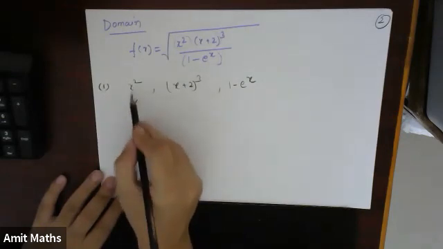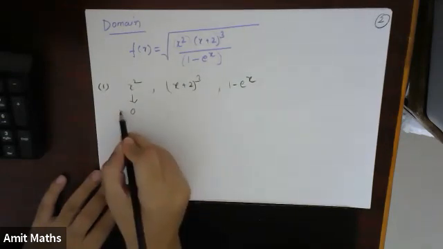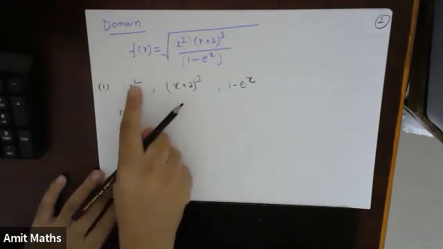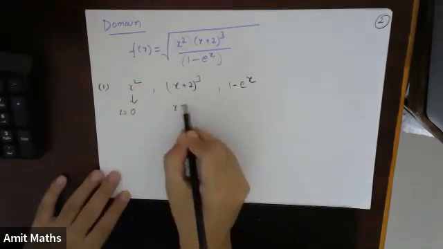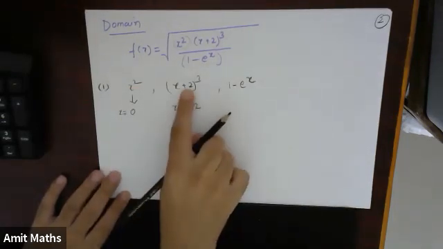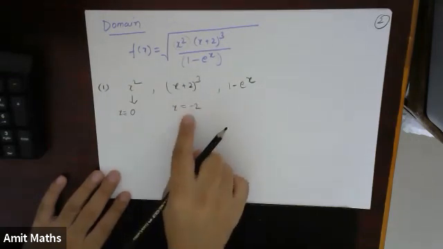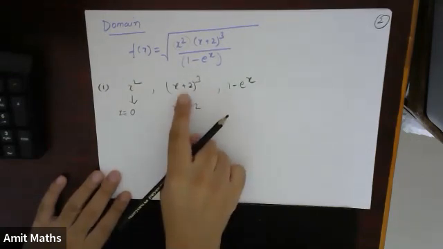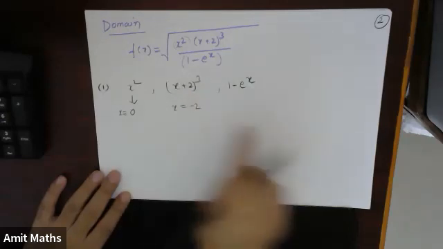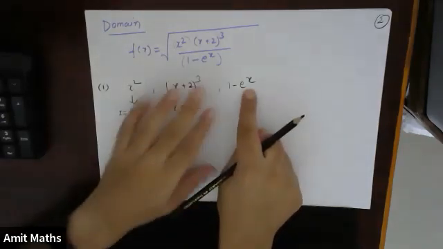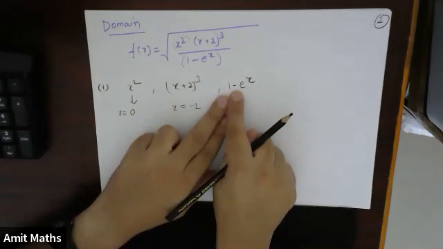So the critical point of x square will be 0. X is equal to 0 will be the critical point for this one. X is equal to minus 2 will be the critical point of (x plus 2) cube. Also, x is equal to 0 will be the critical point of the third.